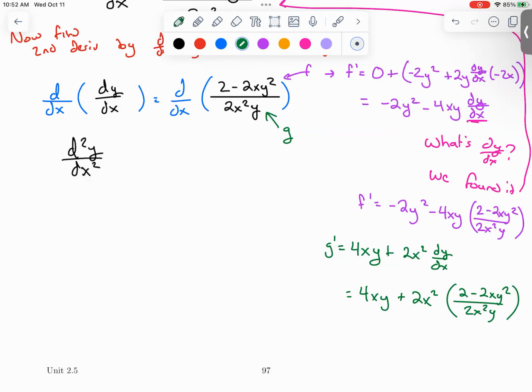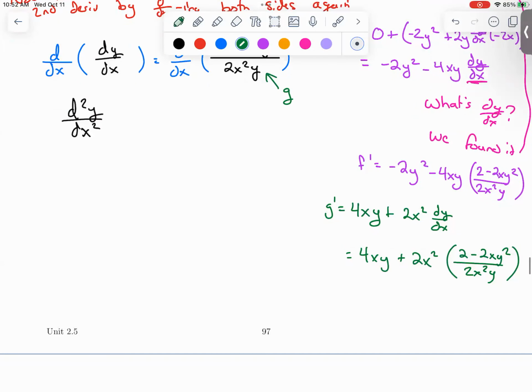I'm sorry to keep you late. If you need to get going, I understand. I'm trying to finish this up just really quickly. So once again, taking the derivative of the right-hand side, that's a quotient rule. So we need to identify the top function f and the bottom function g, so we can do the f prime g minus g prime f. When we take the derivative of f by a product rule that's in there, we get negative 2y squared minus 4xy dy dx. But dy dx we found up above to be 2 minus 2xy squared over 2x squared y. So that's what we have.